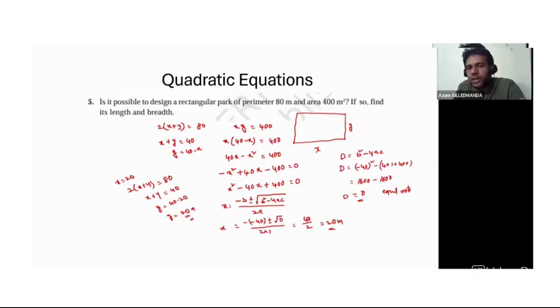From that quadratic equation, first find the discriminant. Here we got 0. That means 2 equal roots. Then you have x as 20. Then substitute and find the other value. So we got the length and breadth of the rectangle. This is how we can solve the quadratic equation and find the roots. So we learned in quadratic equations both the methods, the factorization method and the quadratic formula.